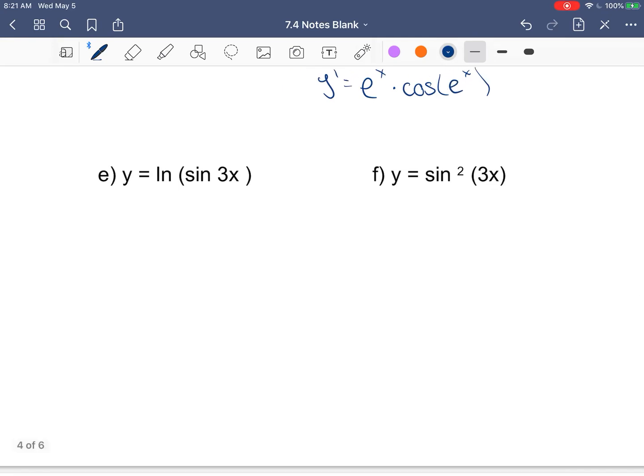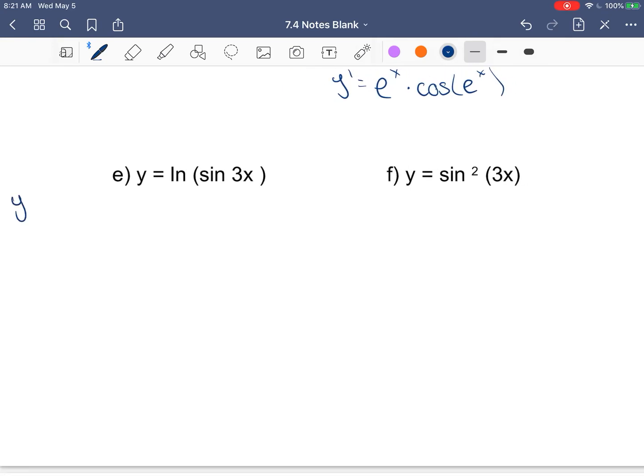For E, so this is a chain rule. So this is logarithm of the stuff. So when we take the derivative of the logarithm, it's 1 over the stuff times the derivative of the stuff. Okay, wow. Let's back up.